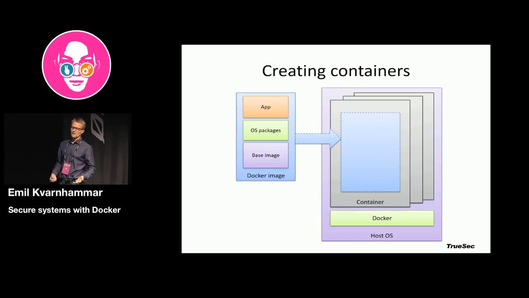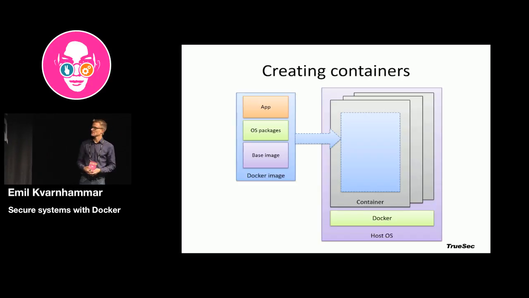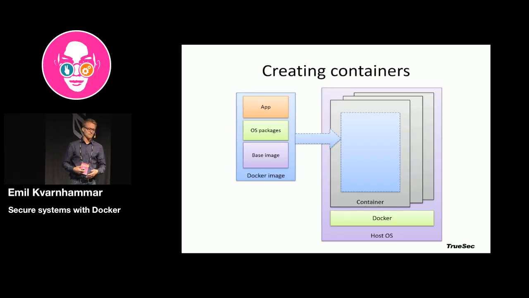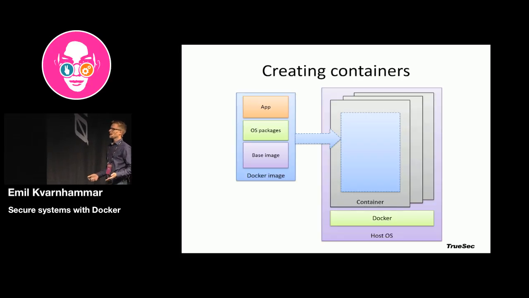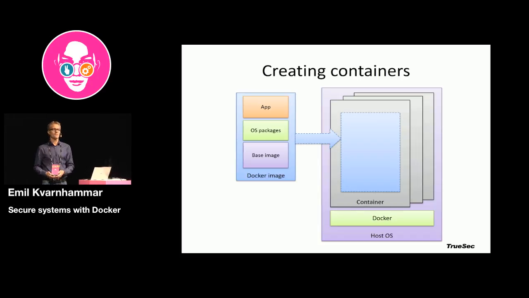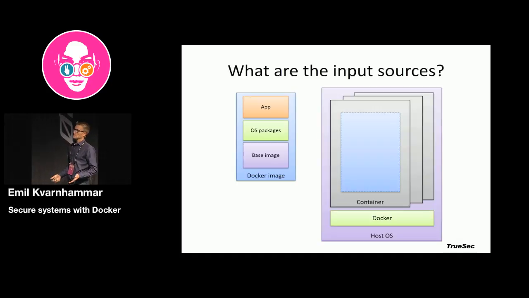And on top of that, we add a few operating system packages with yum or apt-get or whatever package manager you're using, depending on what Linux distribution, of course. And finally, the application and maybe a few third-party dependencies, maybe an application container of some sort. And we use that to instantiate one or several containers. Those containers are running on top of the Docker daemon inside some host operating system. In practice, of course, this is a bit more complicated.